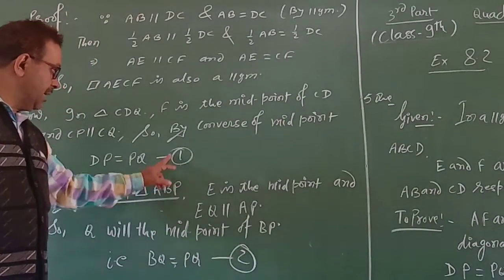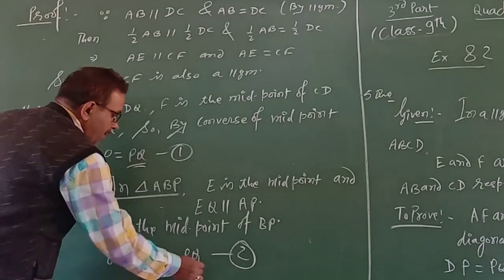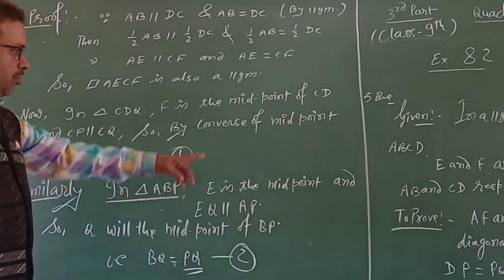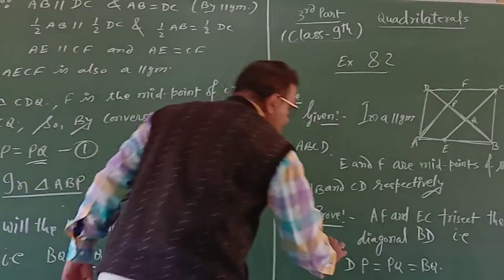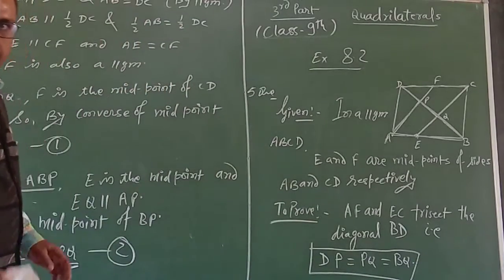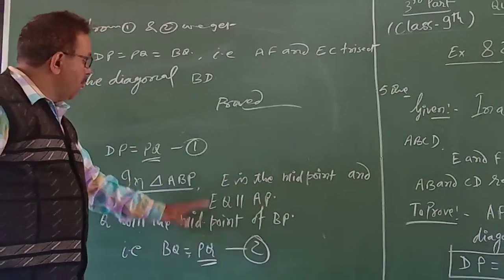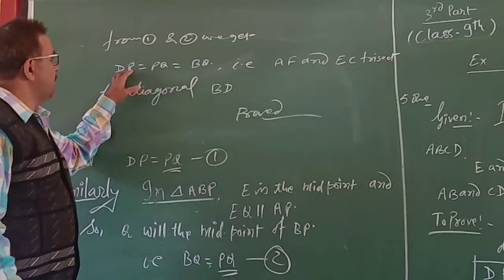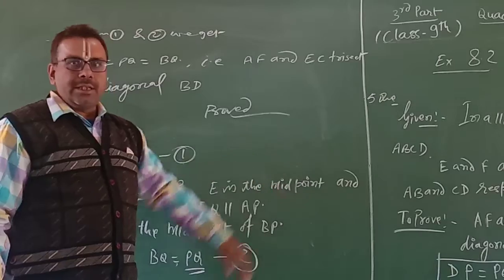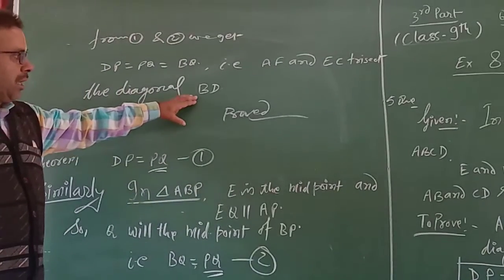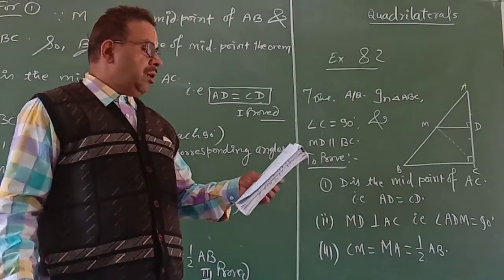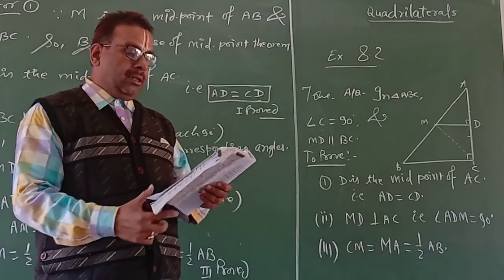From first and second, PQ is common already. So we have DP is equal to PQ is equal to BQ. That is, hence from first and second we get DP is equal to PQ is equal to BQ. That is, AF and EC trisect the diagonal BD. Hence proof. Now see last question of this exercise.